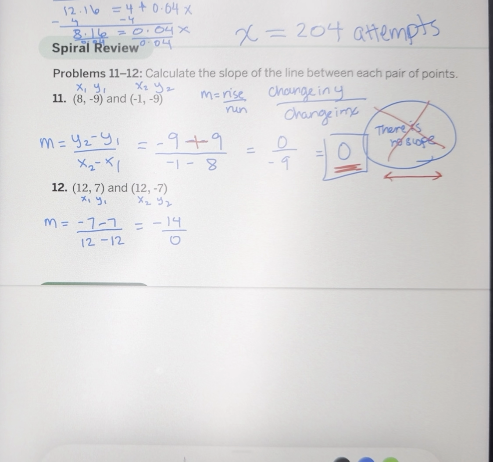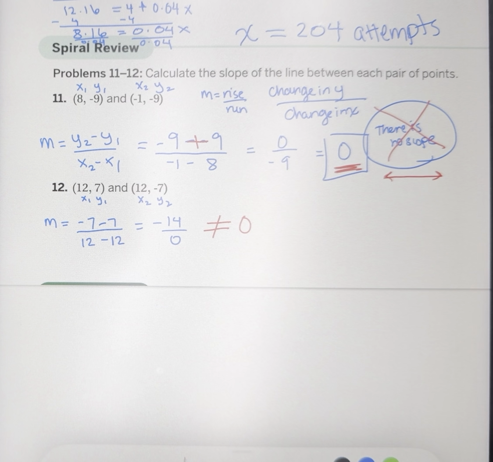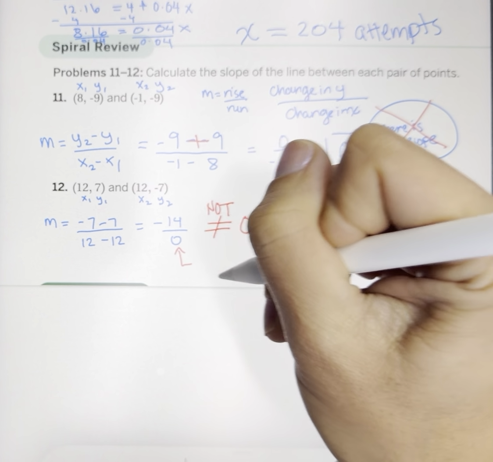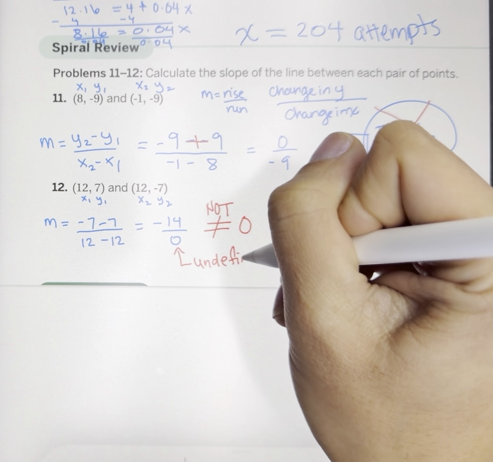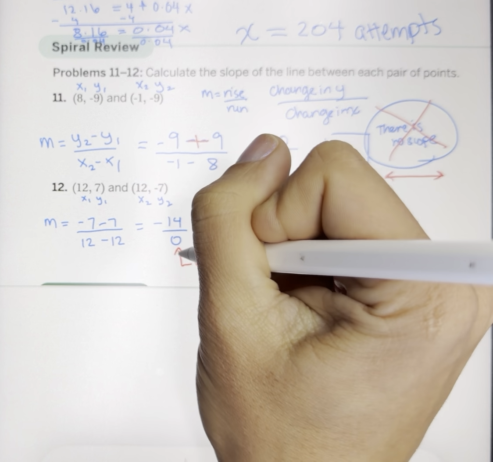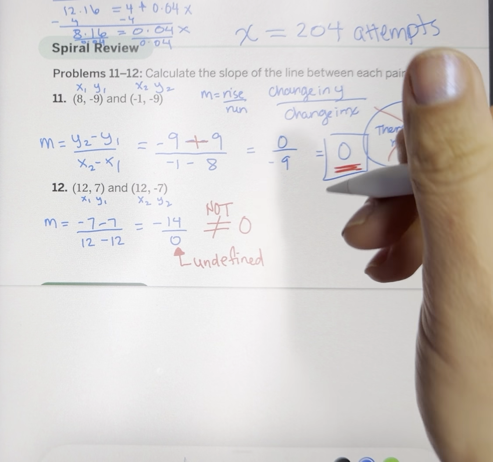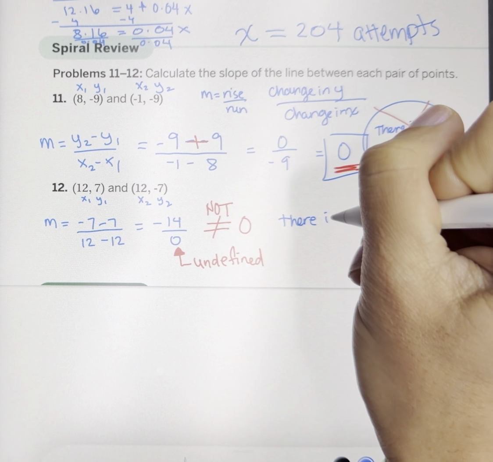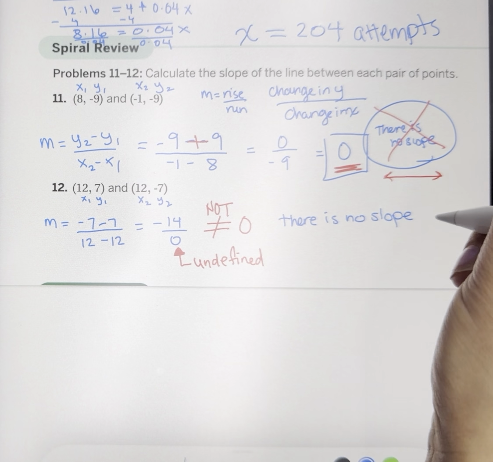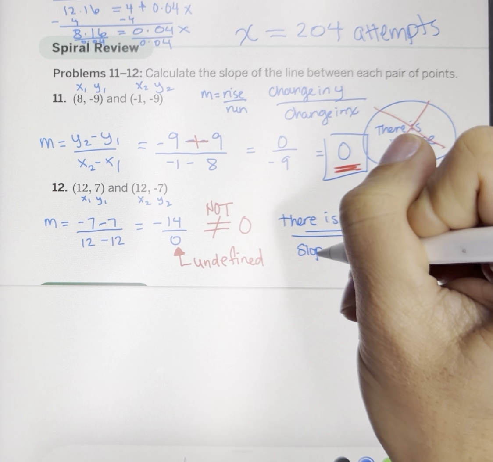Okay, here's what we're not going to say. We are not going to say that this is 0. It is not 0. Okay, this is undefined. We are not allowed to divide by 0. That is kind of a big thing we've been focusing on in this unit. So here is where we say there is no slope, or you can say the slope is undefined.